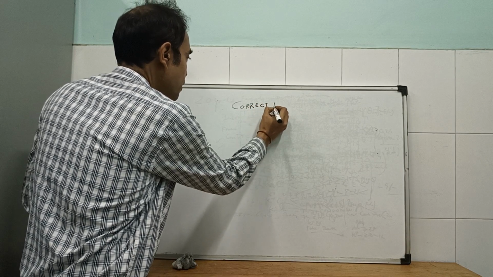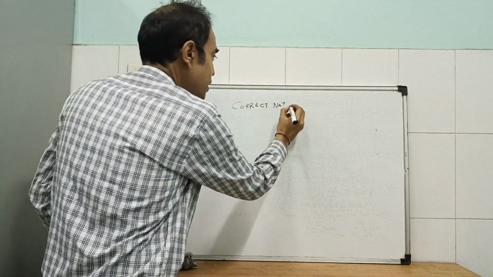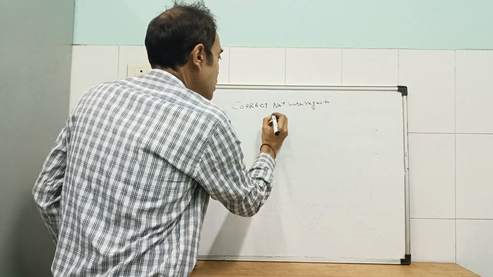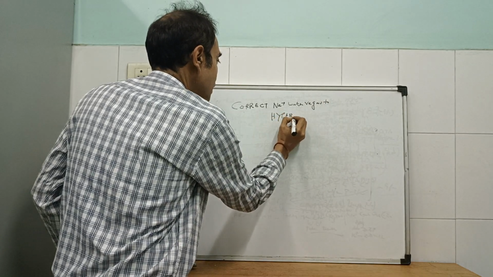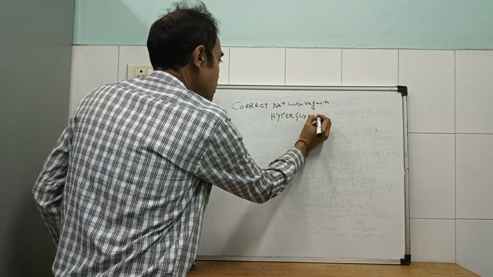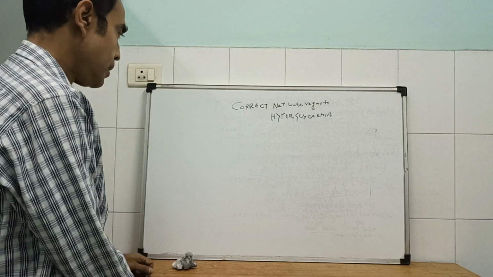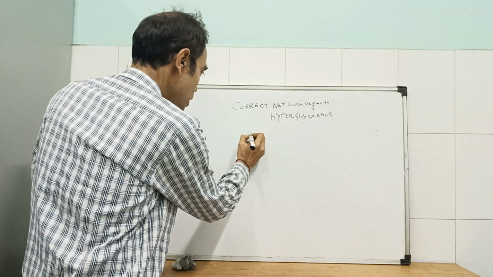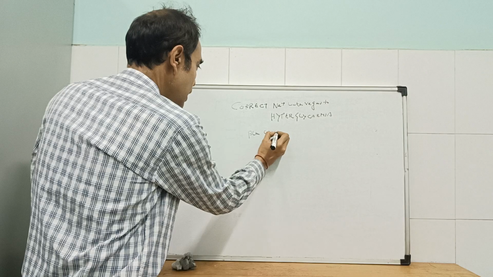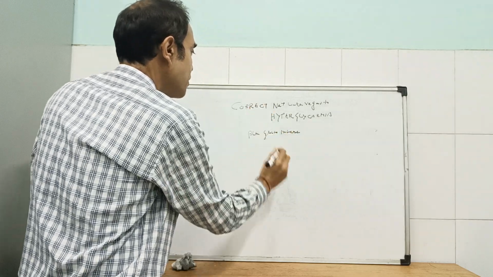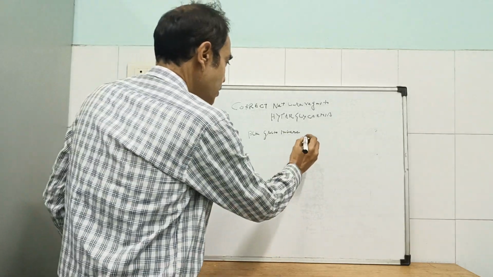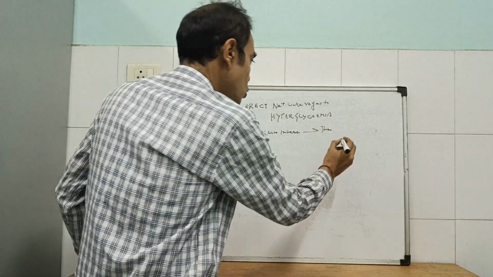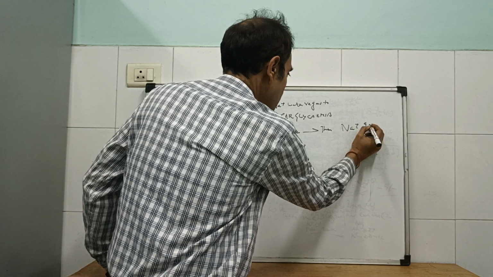Sodium with regard to hyperglycemia. Now what happens is that when plasma glucose increases, then it is found that the sodium level goes down.